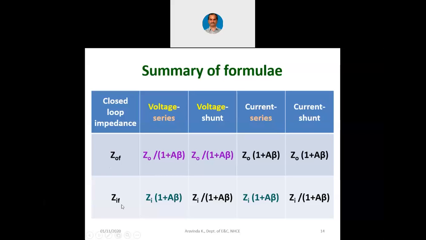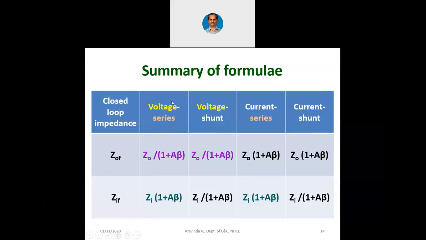Now coming to input impedance, it is always connected as series or shunt connection at the input. So the series feedback is going to increase input impedance. So it is Zi into 1 plus A beta. But shunt connection is going to reduce the input impedance. It is Zi divided by 1 plus A beta. Again, series connection is Zi into 1 plus A beta. Shunt connection is Zi divided by 1 plus A beta. So, if you recall the tip which I had told you earlier, you can easily remember all these formulae. That has been my method of remembering these formulae.